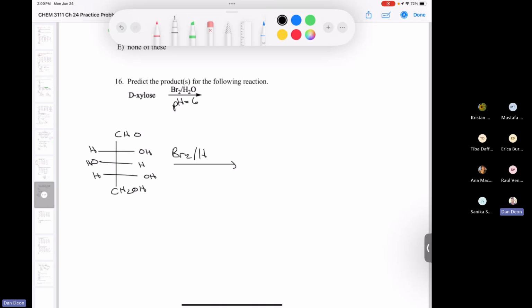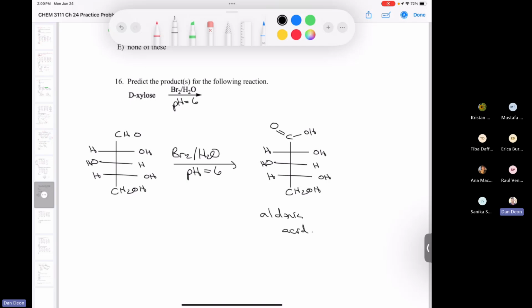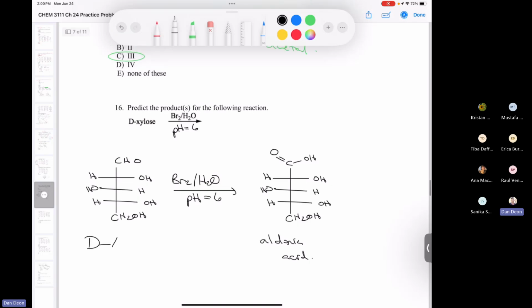And then we're going to treat it with our reaction conditions, so bromine and water at a pH that's equal to 6. And so we're going to oxidize to an aldonic acid. So I'll just take this compound and copy it and put it over here. And we'll change the carbonyl from an aldehyde to a carboxylic acid. And there you have it. So this is an aldonic acid, and this is D-xylose. Okay, now we're really cooking with gas. Only got, well, there might be a few more.